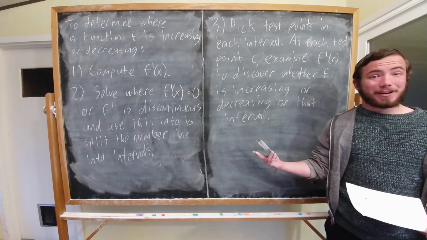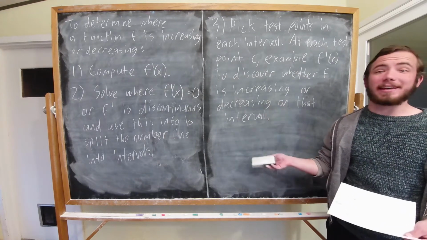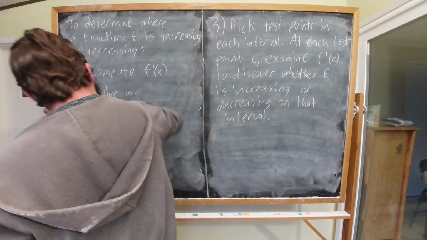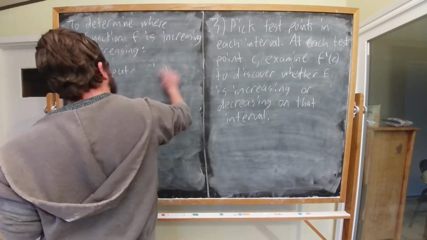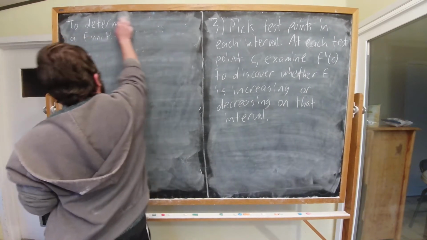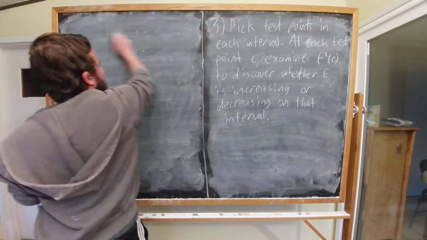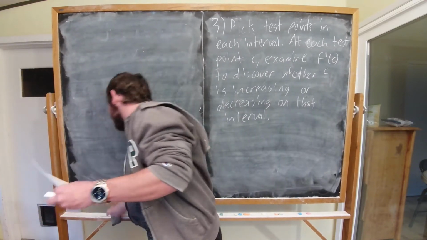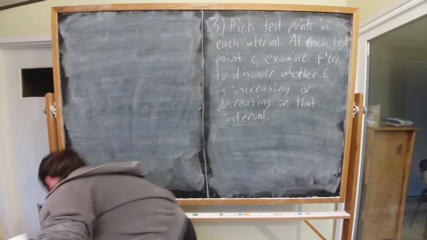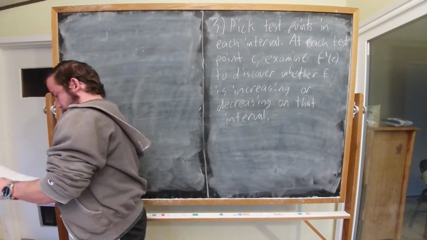Alright, and now we're going to do an example with it, and you can actually see it in practice. Especially that second step, right, where we were talking about splitting the number line into intervals. What does that actually mean? Don't worry, nothing complicated.